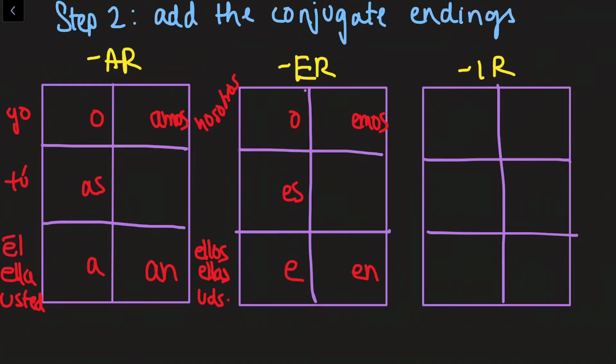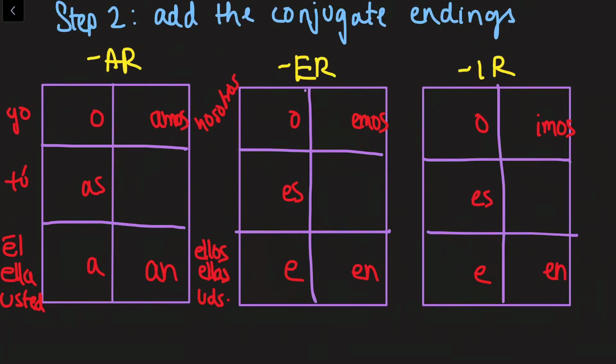Now lastly, we have IR verbs. The yo form ends with an o. The tú form ends with an s. The él, ella, or usted form ends with an e. The nosotros form ends with an imos. And the ellos, ellas, or ustedes forms end with an n.